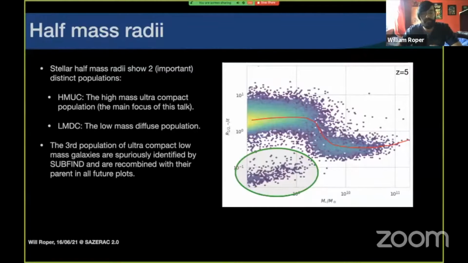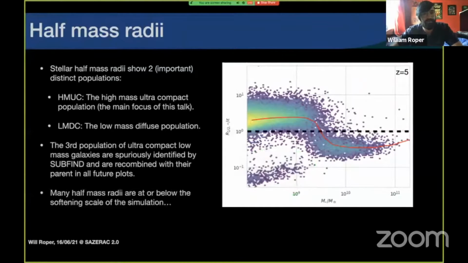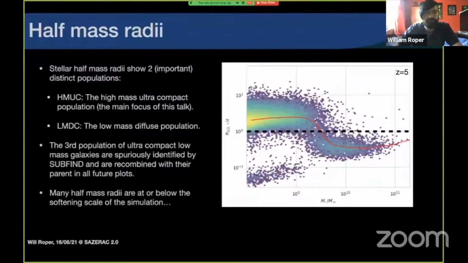Another point of worry when we first saw these: this high mass population, the half mass radii, are all below the softening scale of the simulation. So yeah, initially worrying when we first looked at it.